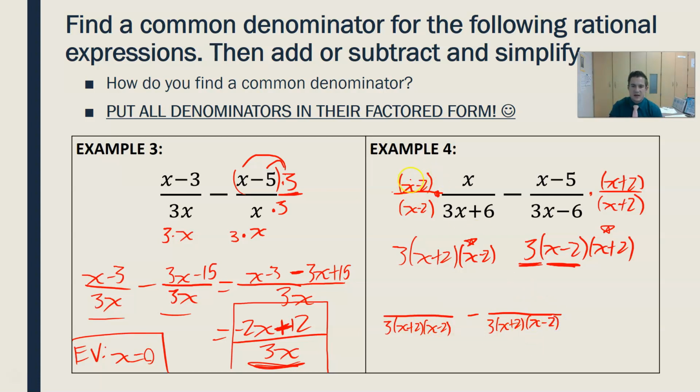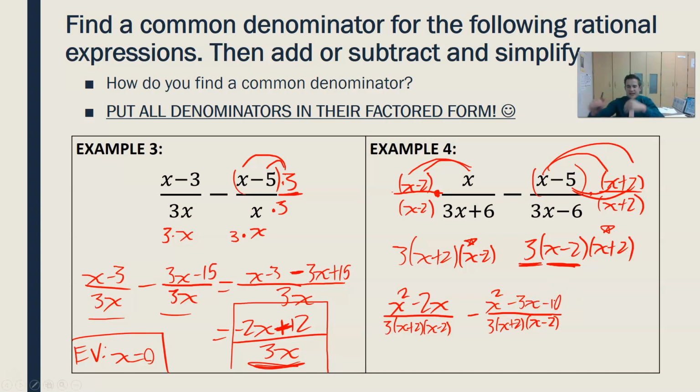In the top, I need to have x minus 2 times x. If I distribute x in here, I get x squared minus 2x on the top here. On the right here, I have x minus 5 times x plus 2. So when I multiply those together, I get x squared plus 2x minus 5x minus 10. And I can combine 2x and negative 5x to be negative 3x.